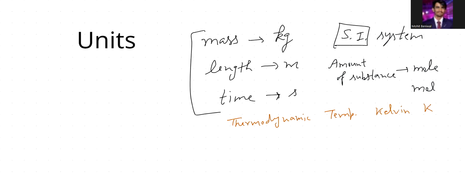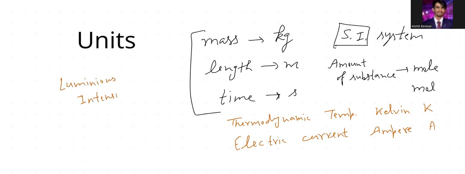We can say electric current. Current unit is ampere. Symbol is A. There is one more unit, luminous intensity. The unit is candela. Symbol is CD.